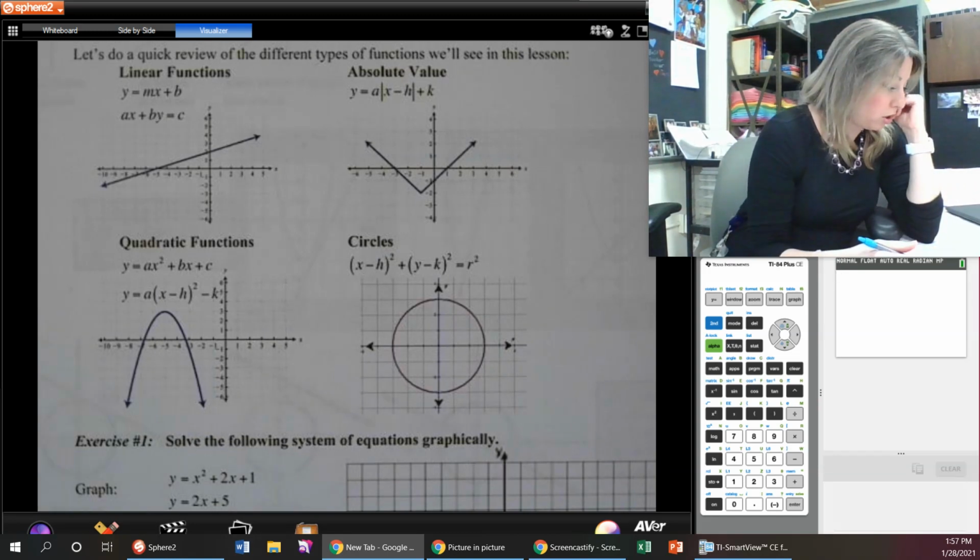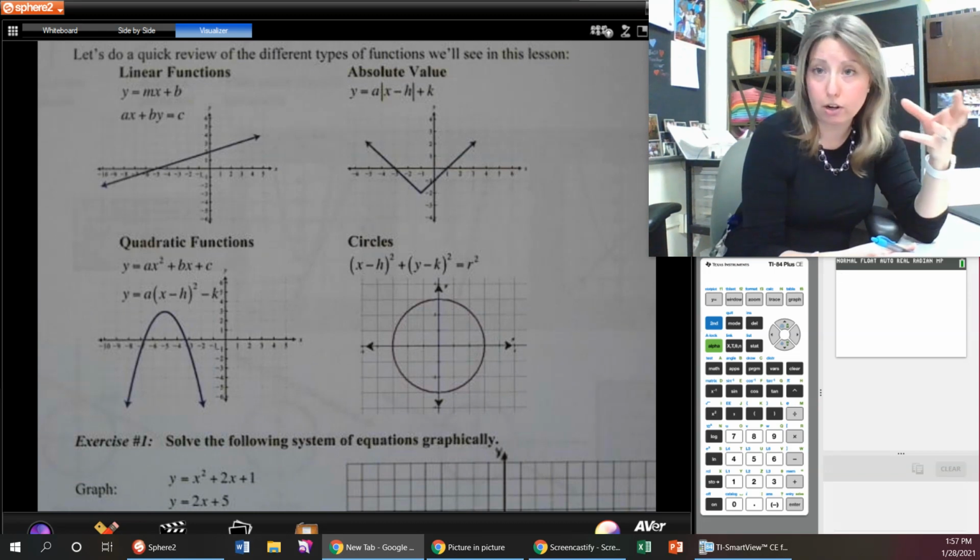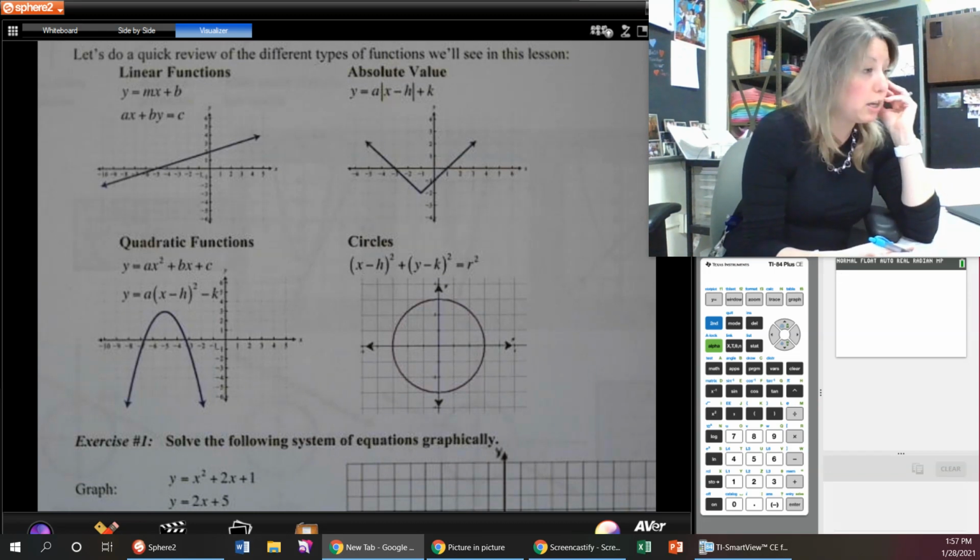Basically, what we're going to do is we're just going to put them on the graph, look for how many intersection points there are, label everything.